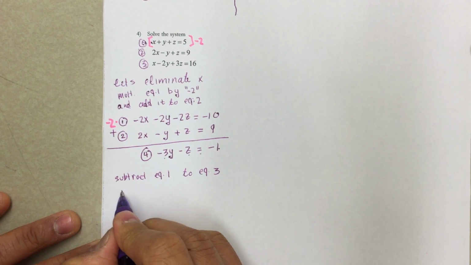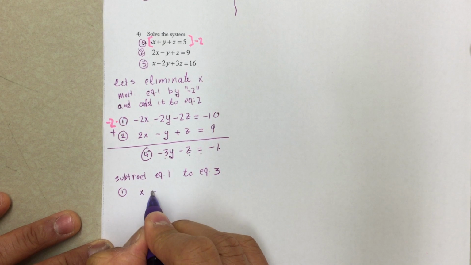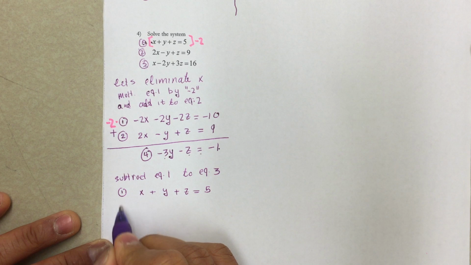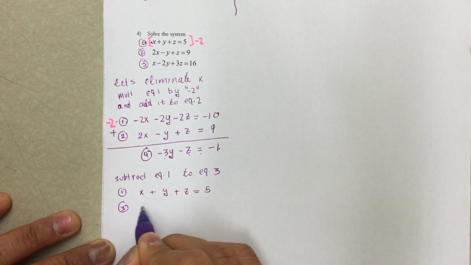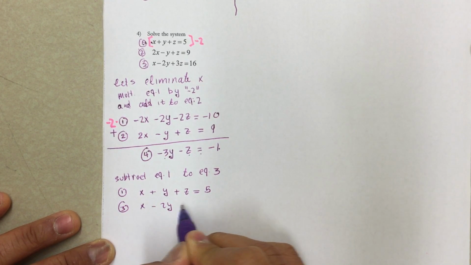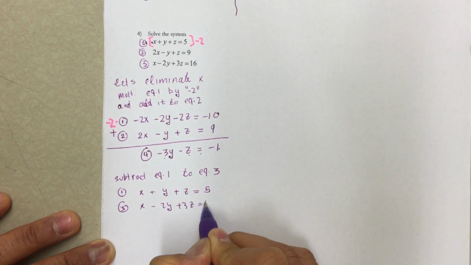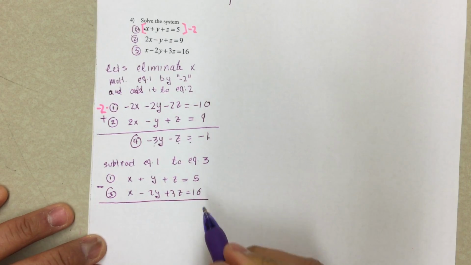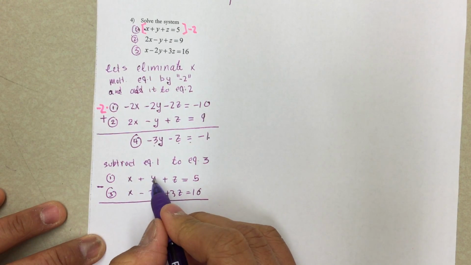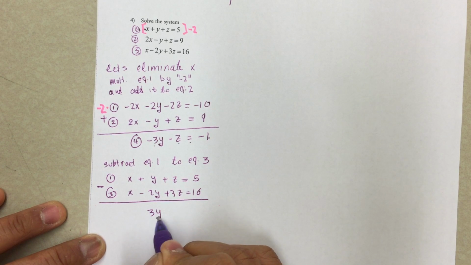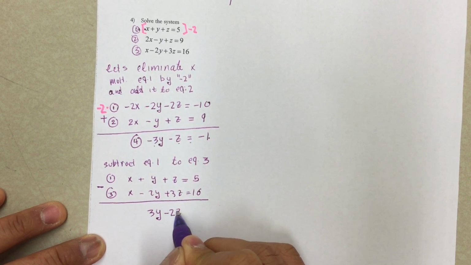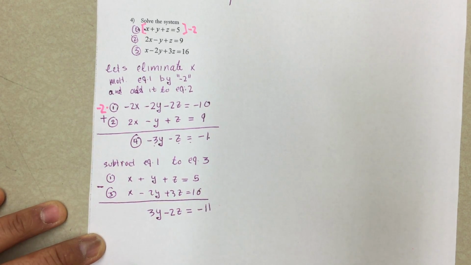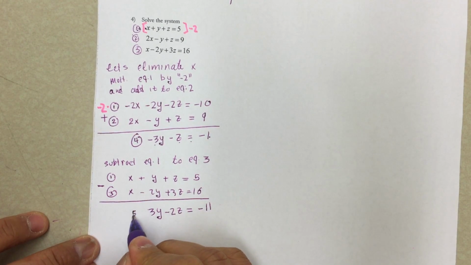So here's equation 1: x plus y plus z equals 5. Equation number 3 is x minus 2y plus 3z equals 16. And I'm going to subtract them like that. So what do I get? This goes away. That becomes 3y. That becomes minus 2z. And that becomes -11. Right? So call this equation 5.